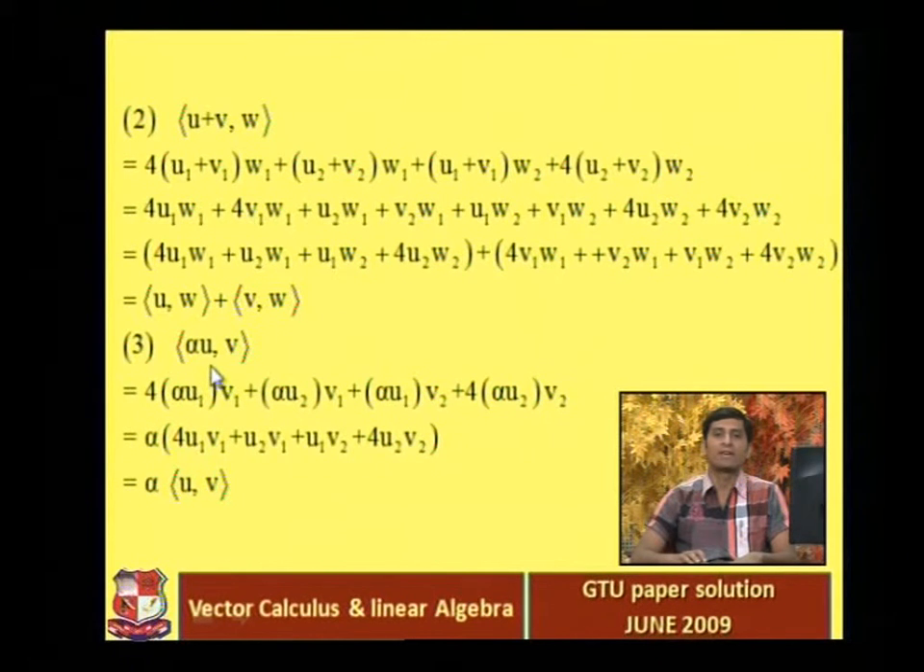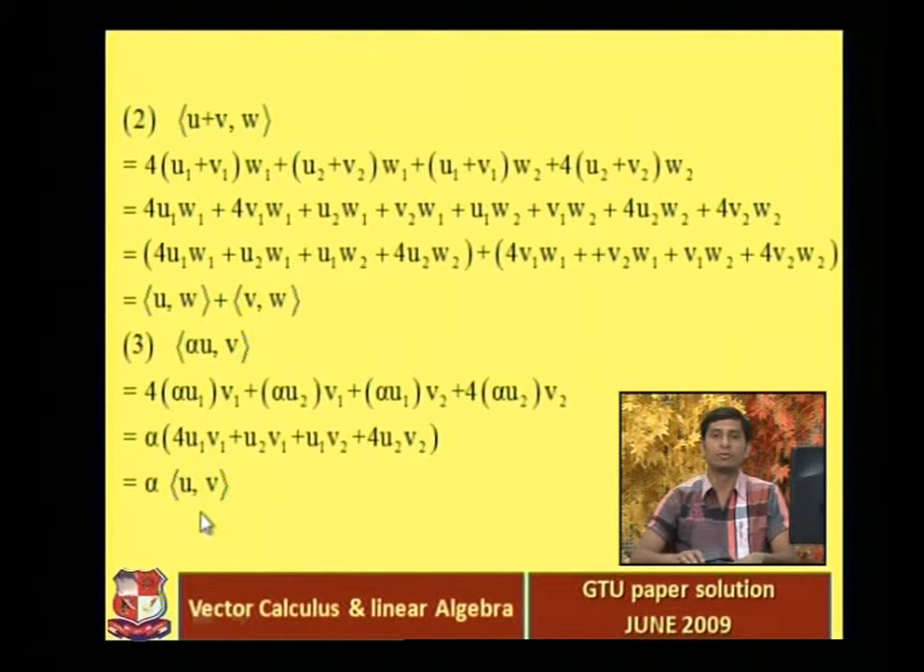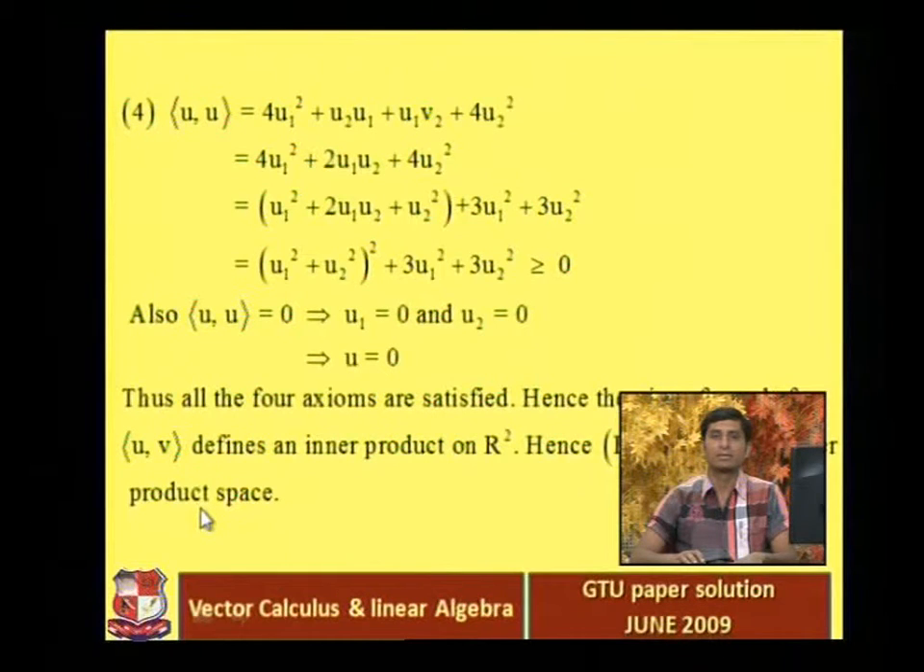The next condition is ⟨αu, v⟩, which can be expressed as 4αu1v1 + αu2v1 + αu1v2 + 4αu2v2. Here α is common to all the terms, so α(4u1v1 + u2v1 + u1v2 + 4u2v2), and that is equal to α⟨u, v⟩.